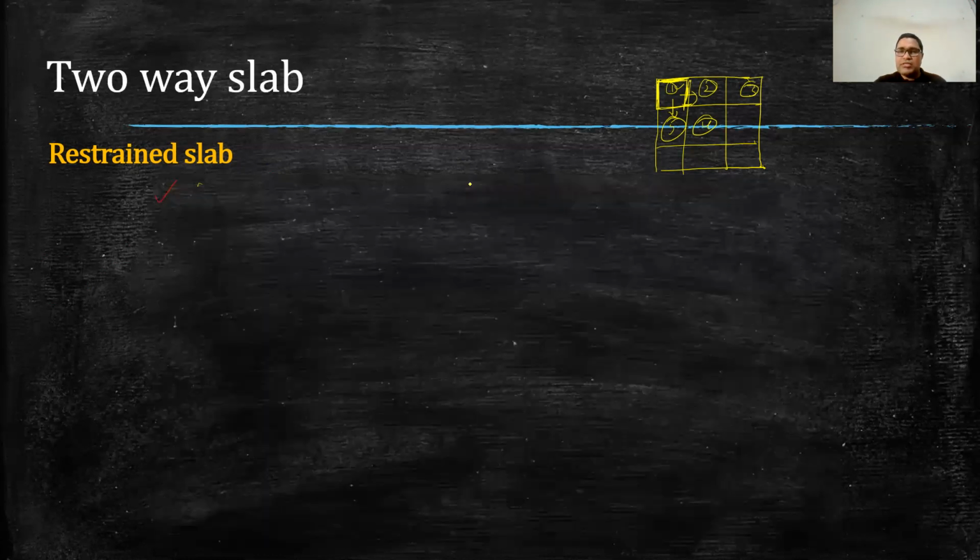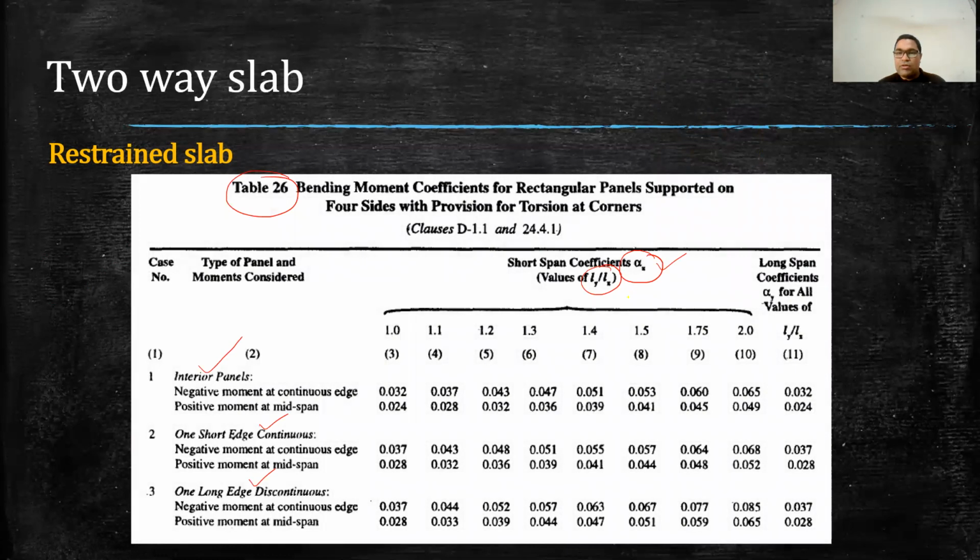So as you can see, alpha x is dependent on the aspect ratio also. If we get to know which is the case for our slab, then we will further find out the value of Ly by Lx, and then we determine the value of alpha x. So here you can see, if Ly by Lx value is 1, and for example, if my case is interior panel, case 1, then there will be two types of moment. One is the negative moment, the second one is the positive moment. And for both moments, the value of alpha x is given here.